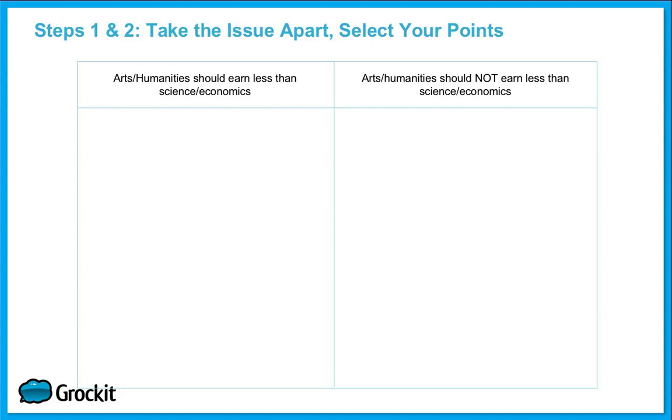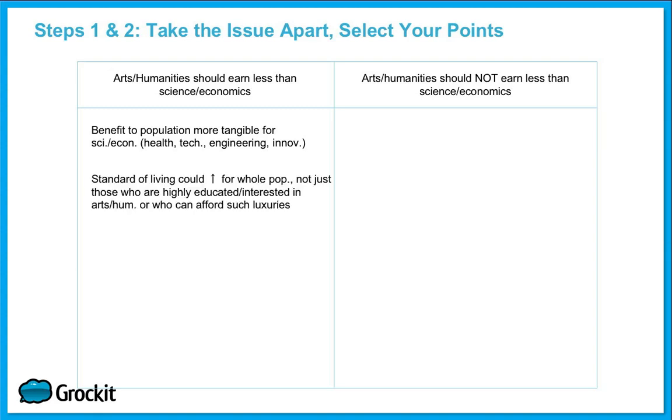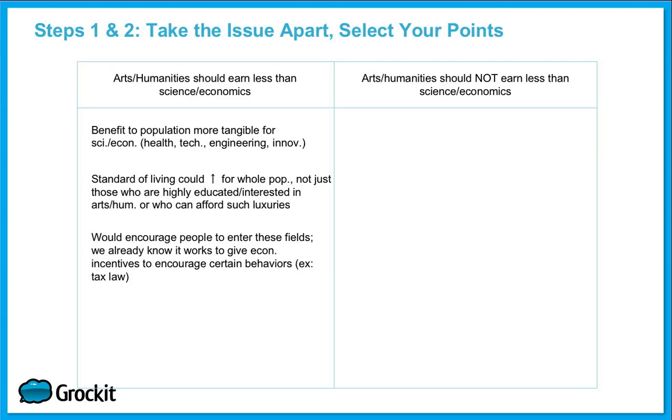So on the left-hand side, we have items of agreement. So if arts and humanities workers make less, then that could be a benefit to the population. The standard of living could increase for the entire population. Possibly it would encourage people to enter those fields. That does make sense. If people want to make money, then they might want to enter those fields.